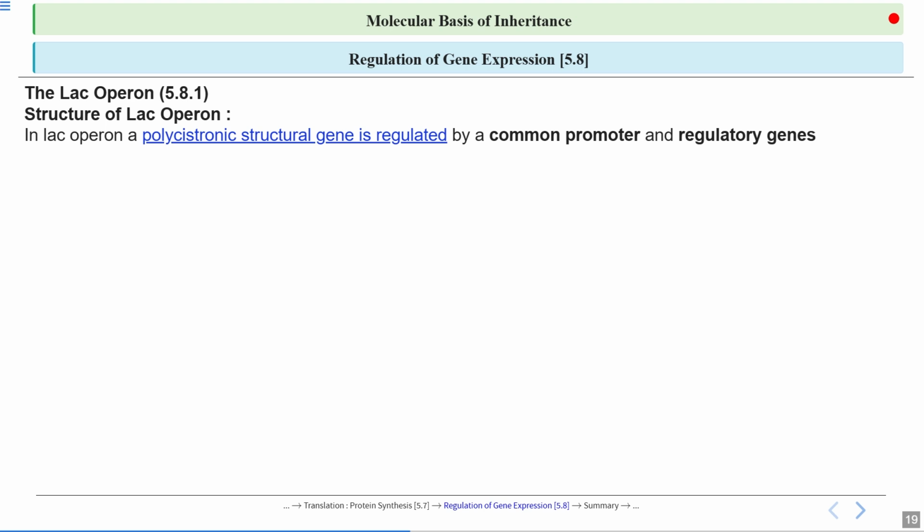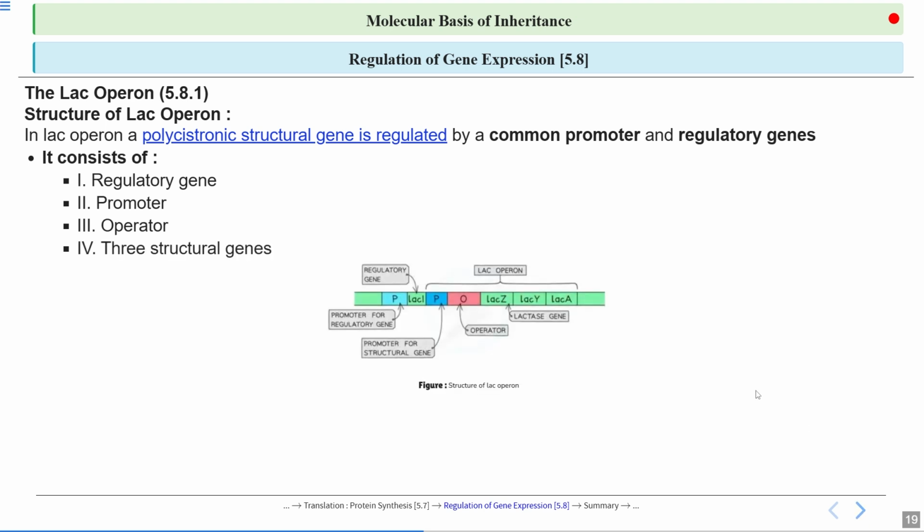So what happens in a lac operon? In a lac operon, this polycistronic structural gene, which is going to code for multiple proteins, is regulated by a common promoter and regulatory genes. And how? That we are going to know. It consists of a regulatory gene, promoter, operator, and 3 structural genes. So here is the structure of the lac operon. A regulatory gene, a promoter, an operator, and the 3 structural genes. And this whole thing, from the promoter, is what we call lac operon.